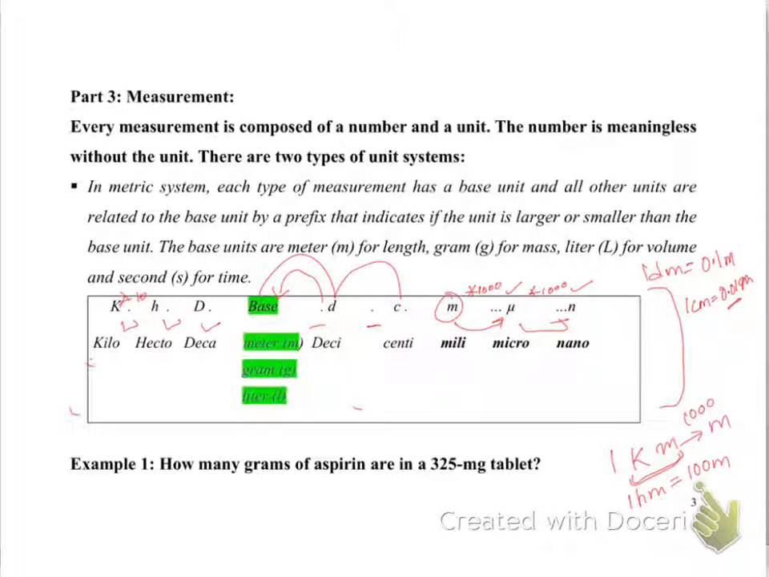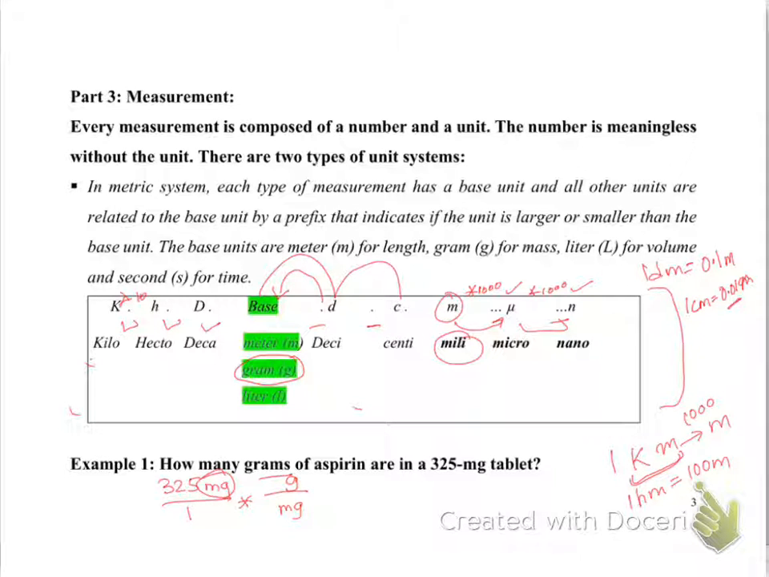Look at this problem here. How many grams of aspirin are in a 325 milligram tablet? The easy way to do these questions is you always write down the number that is given to you in the question, and then you draw a line and put 1. Whatever unit is written here, you put that down here so that you can cross it out. You have to convert it into grams, so you put grams here.